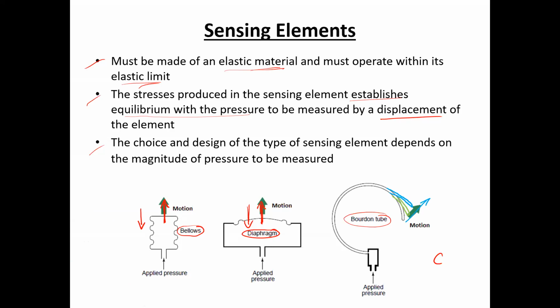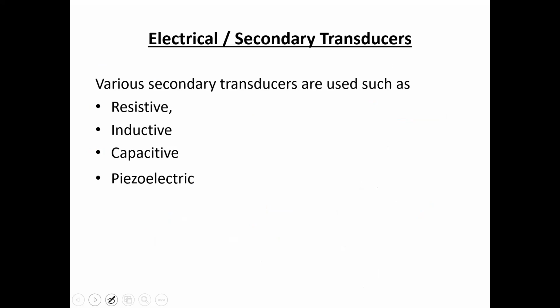So using these mechanical sensing elements, pressure can first be sensed and converted into equivalent displacement. That displacement can be coupled with an electrical transducer, which will convert the displacement into an analogous electrical quantity. Now, the electrical transducers could be resistive, inductive, capacitive, or piezoelectric types.